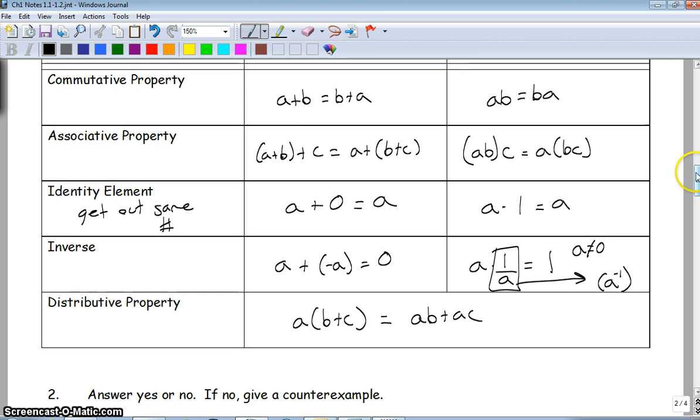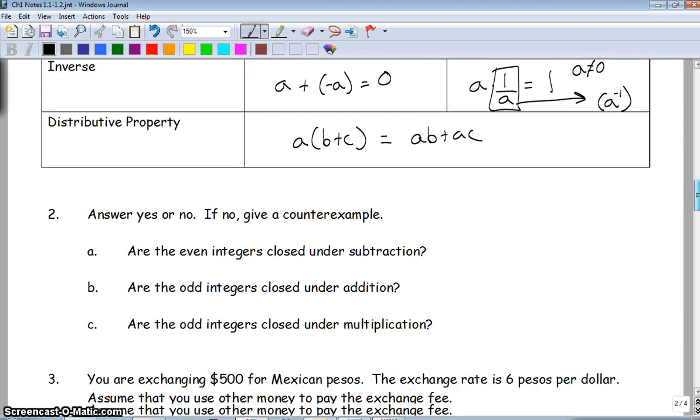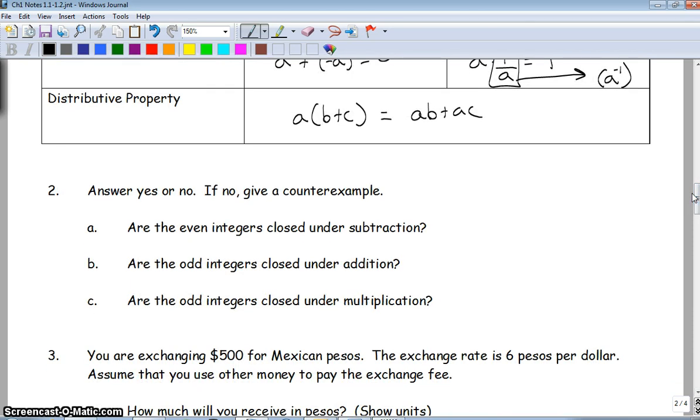Alright, so let's finish up with these problems. This is what we talked about with closure at the top. Again, if you didn't understand it there, you might see what I'm talking about with these. So answer yes or no. If no, give a counter example. So if no, tell me why. Are the even integers, so even numbers that are negative or positive, closed under subtraction?